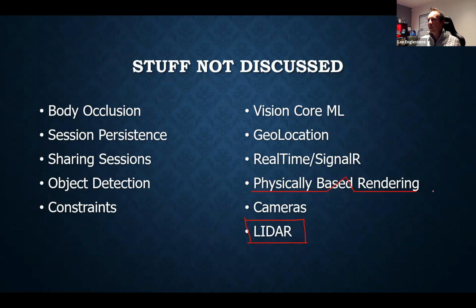We've not looked at physically based rendering, so we can make materials on an object look rough or shiny or reflective, or make it look plastic, or make it look a bit different anyway. You can also use cameras.